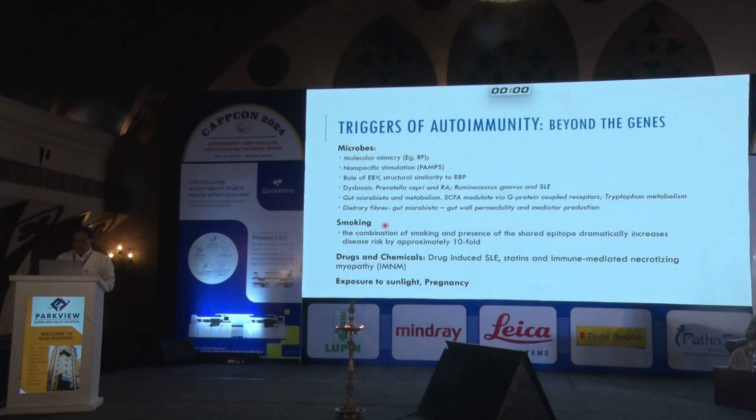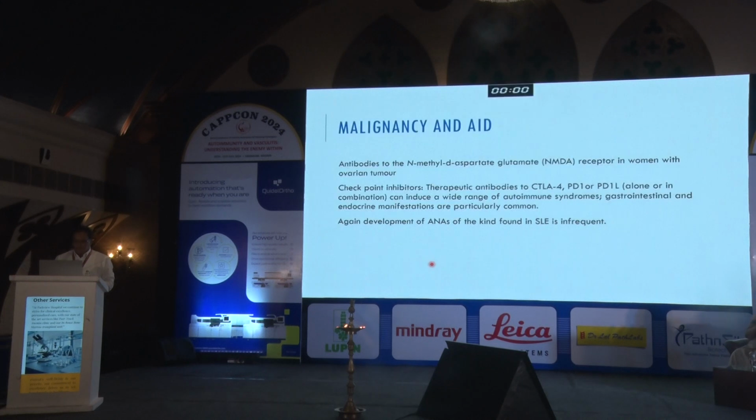Triggers of autoimmunity can be microbes, factors like smoking, a lot of drugs and chemicals. Dietary factors, I've already given you the example of gluten hypersensitivity. Drugs and chemicals, a lot of drugs can cause lupus-like syndromes. Drugs and chemicals can also give rise to malignancy.